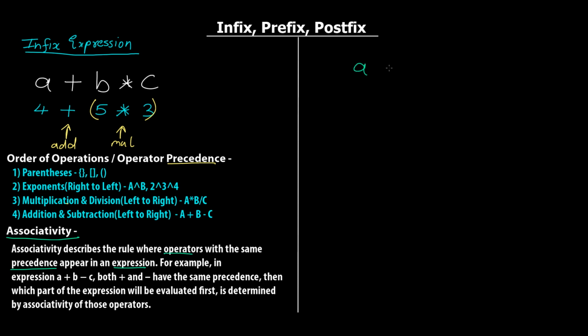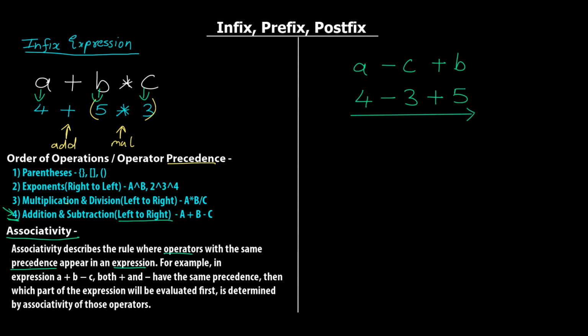Let's say we have a minus c plus b. Okay, let's substitute these values, whatever we've considered for a, b and c. A is 4, so we say 4 minus, what is c? C is 3, and we have plus b, which is 5. According to the associativity of addition and subtraction given in point number 4, we go from left to right. So we evaluate this expression from left to right. That's what associativity is about.